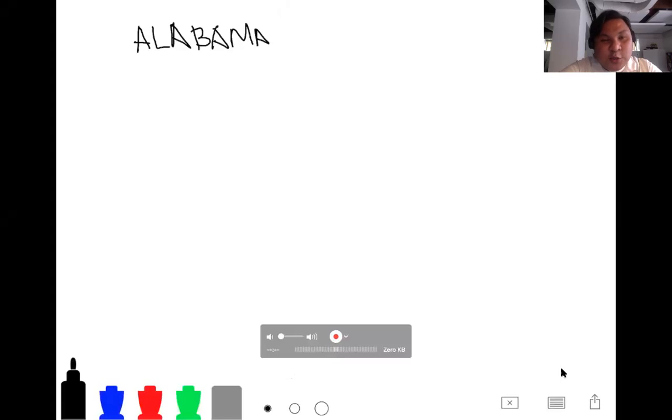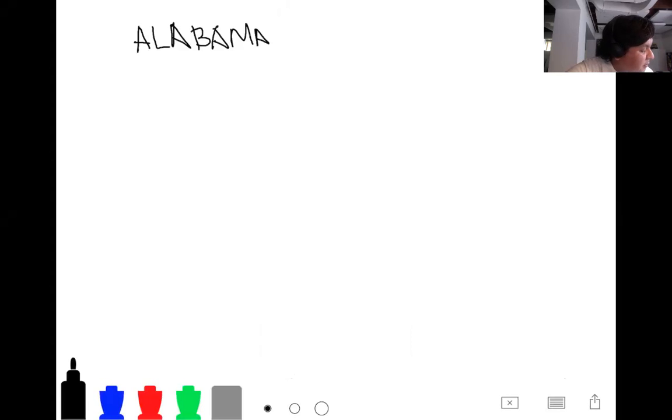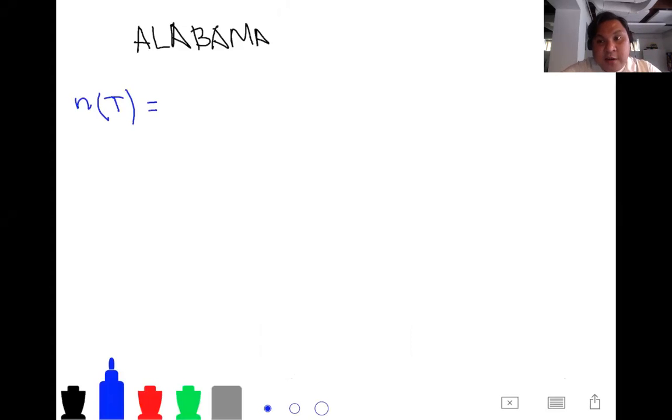So the objective is to arrange the letters in the word Alabama so that all the A's are together. Now, in probability, it's always easier to first determine the total number of possible outcomes. Because this is just word arrangement, we just need to count how many letters there are. That's 1, 2, 3, 4, 5, 6, 7. So if we are going to rearrange the letters using all the letters, this is simply P 7 taken 7, or simply 7 factorial.